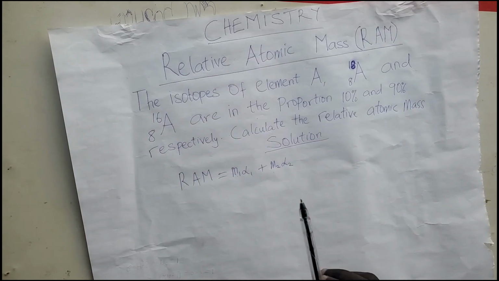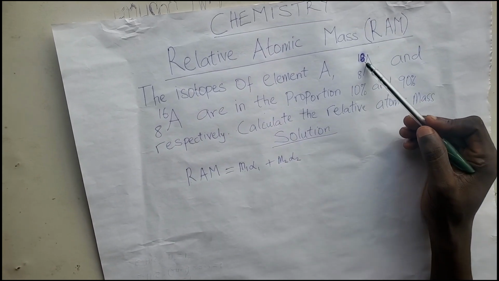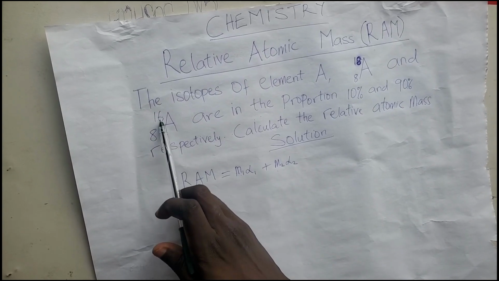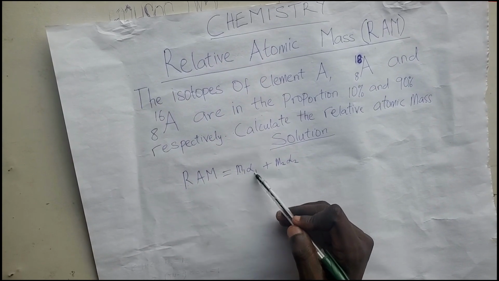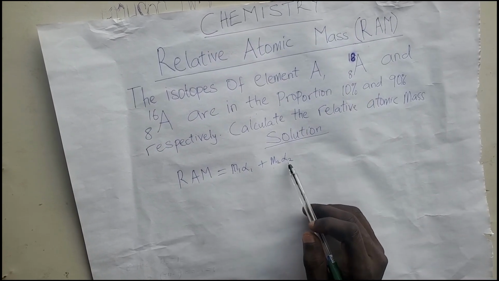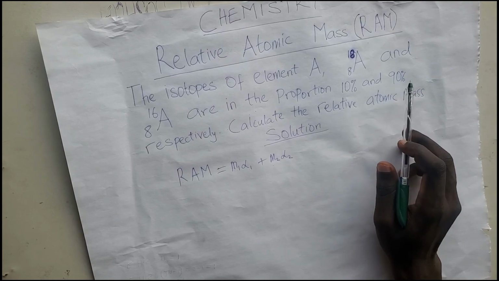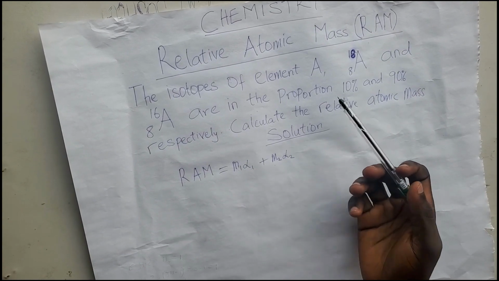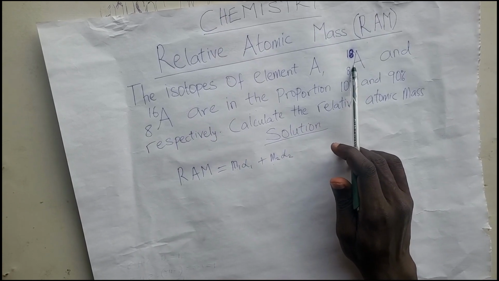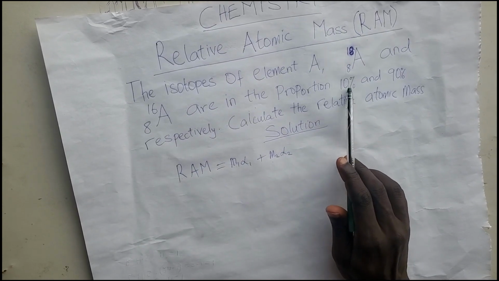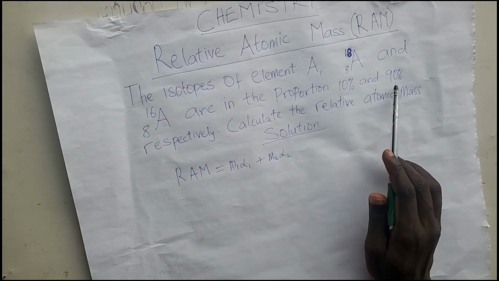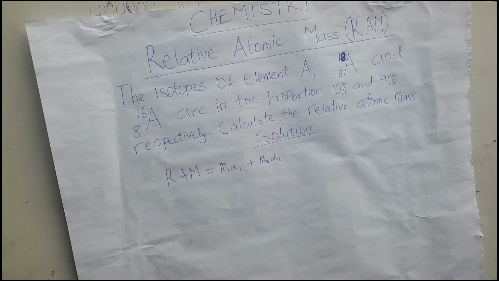I repeat it again. M1 means mass of isotope 1, M2 means mass of isotope 2. Alpha 1 means abundance of isotope 1, while alpha 2 means abundance of isotope 2. How will you know the right abundance for this? This was the first isotope followed by this, right? So this is the first abundance followed by this. This first abundance will go for the first isotope, and this second abundance will go for the second isotope.